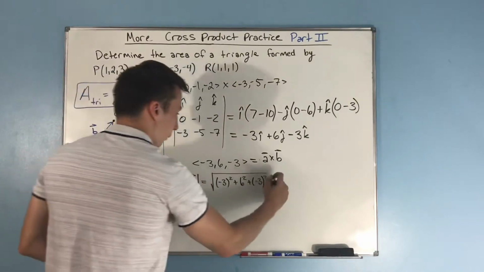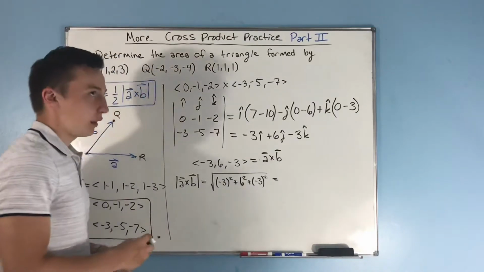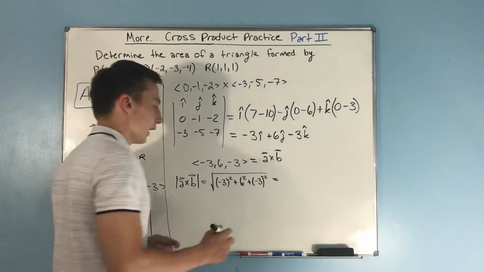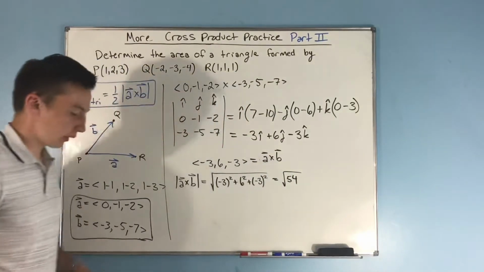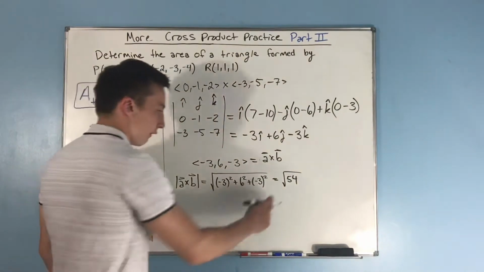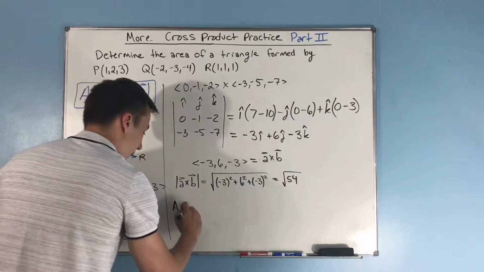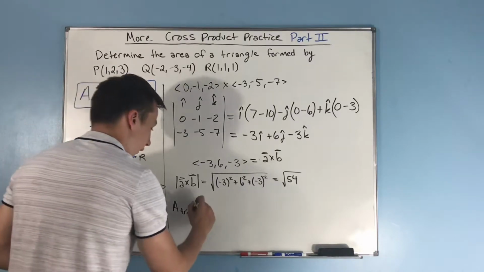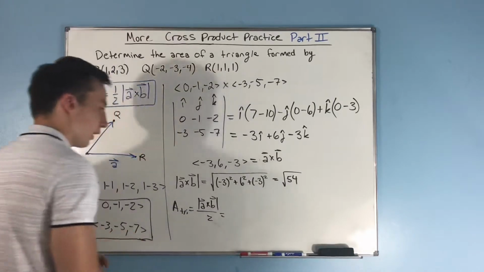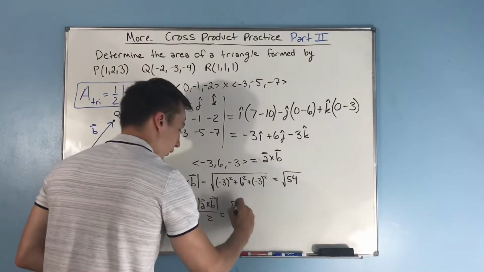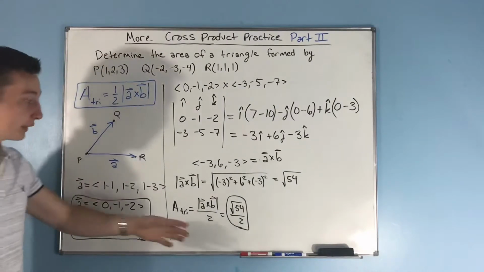Now, this equals 9 plus 36 plus 9, which is equal to 36 plus 18, which is rad 54. So now we have rad 54, but we want to find 1/2 the magnitude of A cross B. So we want A cross B magnitude over 2, which is now going to be equal to rad 54 over 2. And there you go. That is the area of your triangle.